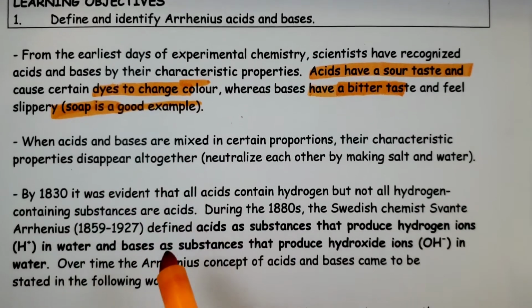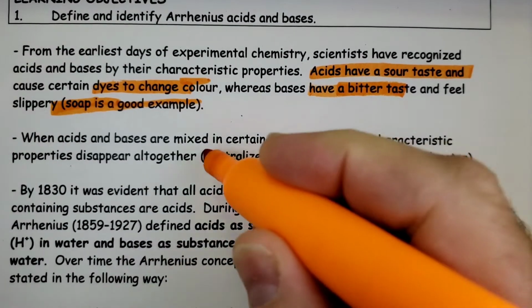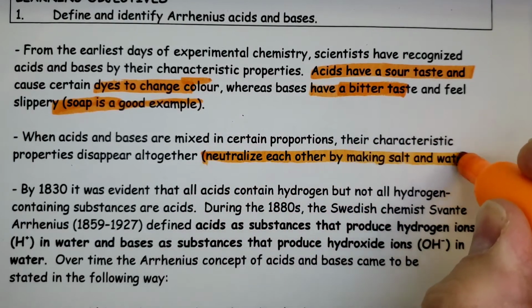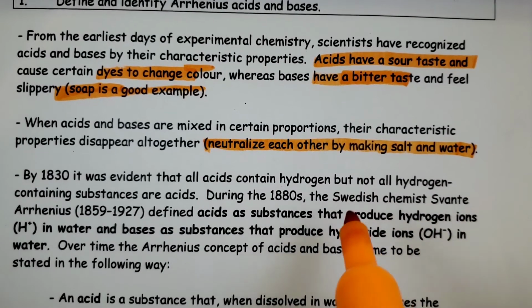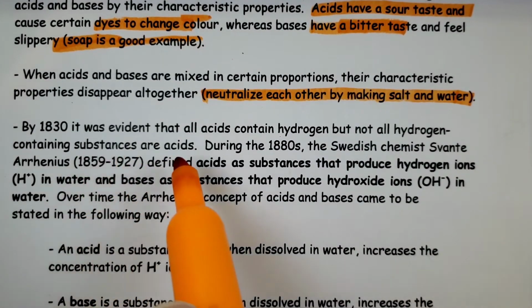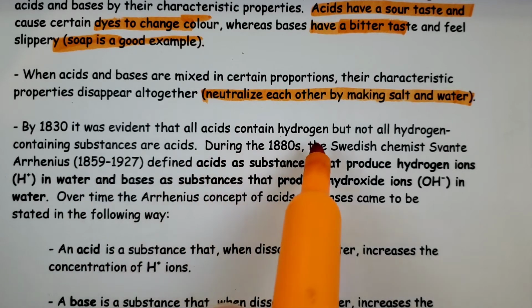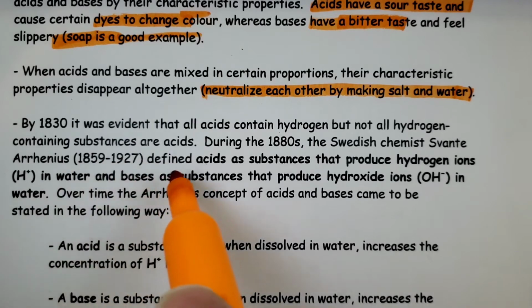When acids and bases are mixed together in certain proportions, their characteristic properties disappear altogether. So for example, if we have an acid and a base, it can become neutralized and make a salt and a water. And we'll look at that towards the end of this section. And by 1830, it was evident that all acids contain hydrogen, but not all hydrogen containing substances are acids.